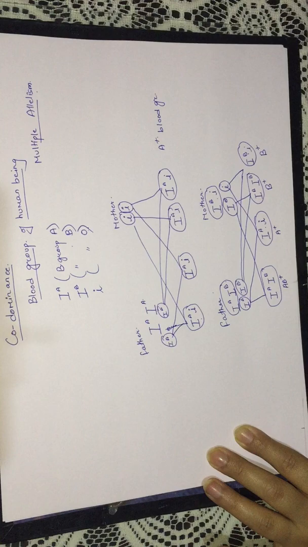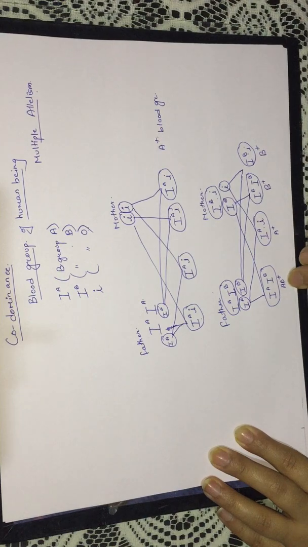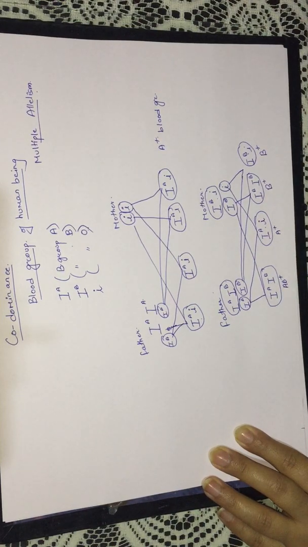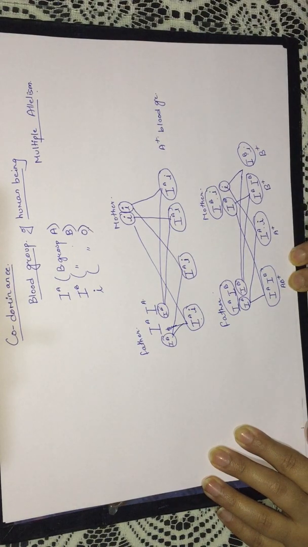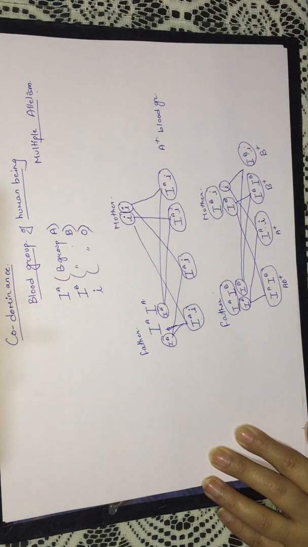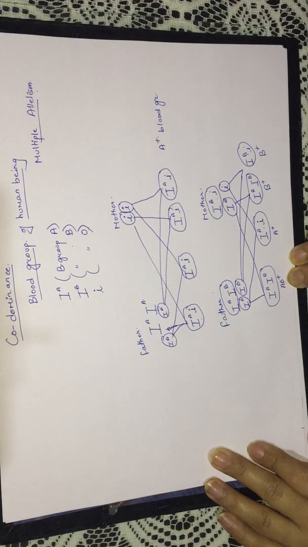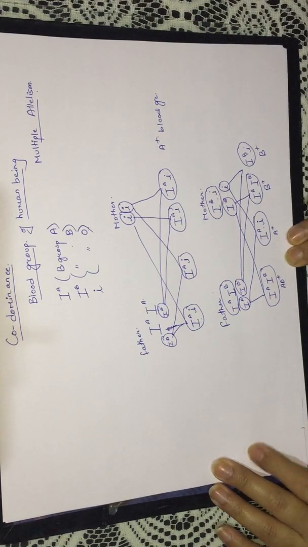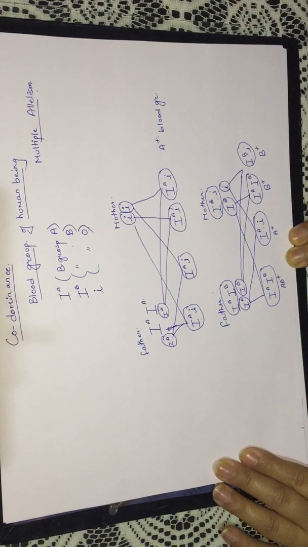They do not show any mixing between A and B, but in fact both are expressed, AB positive. They do not show any mixing like in incomplete dominance, but they codominate each other. As a result, both are expressed in the progeny. So this is all about codominance.